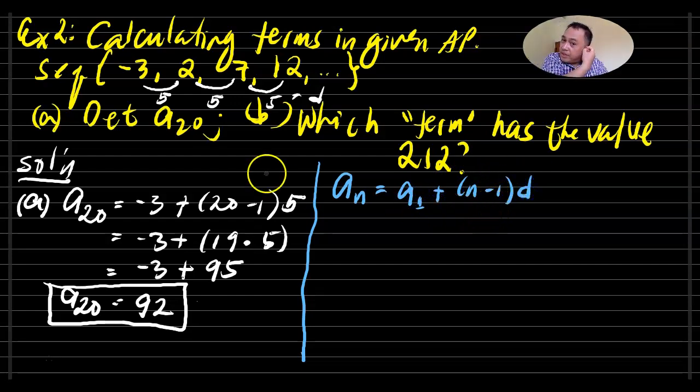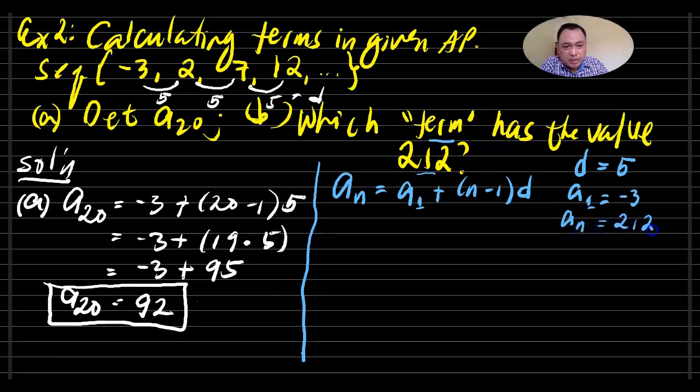Okay, so given this term, we know our d. So what are the givens in here? d is equal to 5. Our a1 is going to be negative 3. But we are asked which term. What is the role of 212 in here? This 212 now is going to be your a_n, or the last term, which is 212.